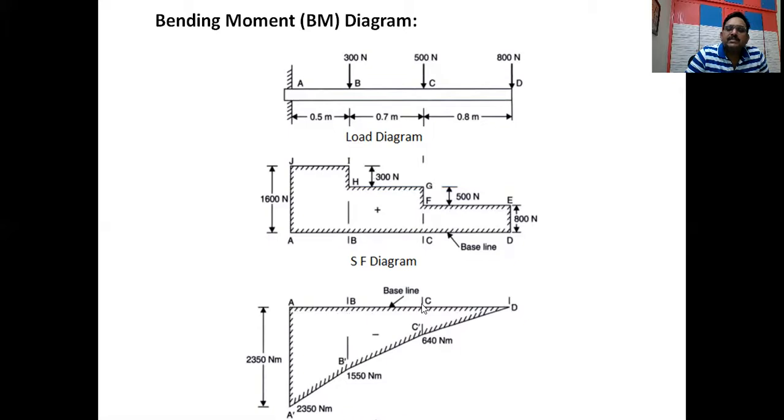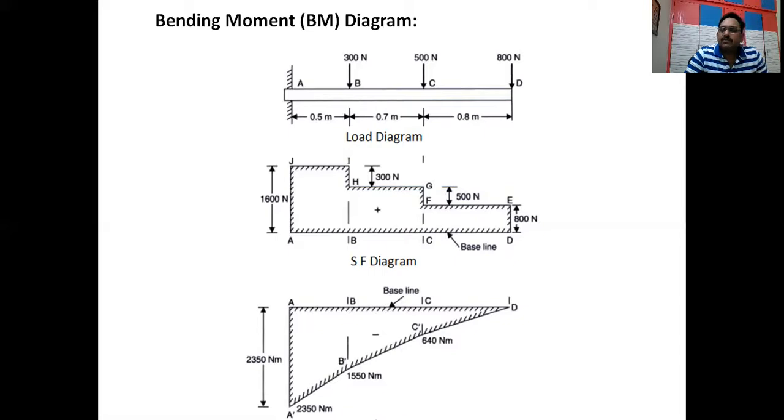At C it is 640. At B is 1550. At A is 2350. So when we have these values, below the baseline we have to draw. Why do we have to draw below the baseline? Because it is a negative sign.